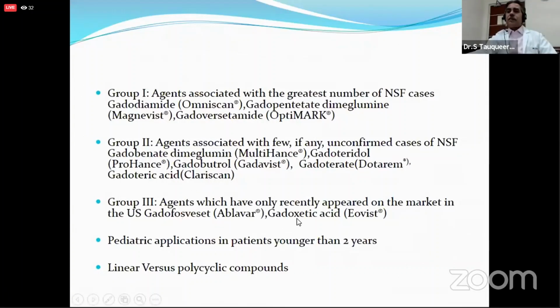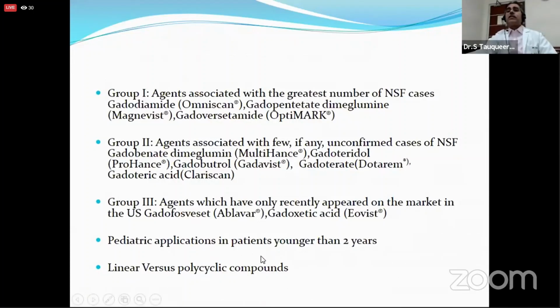These are group 3 compounds, which have recently been introduced in the US market. Probably they are not yet available in India. Again, linear versus macrocyclic compounds. The linear compounds were linked with NSF, and also with the deposition of retained gadolinium in the brain. Now, most of these compounds have been replaced by macrocyclic compounds, and since then there has not been much report about NSF or retained gadolinium. Maybe we'll know it later because they have been introduced recently.